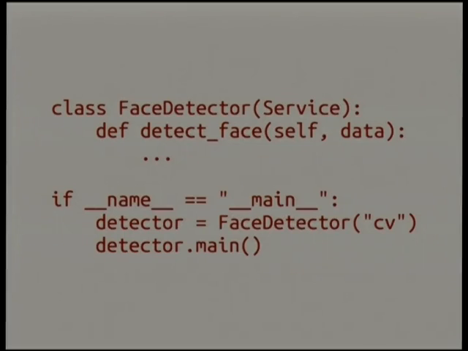And this if underscore underscore name is equal to underscore underscore main is just a sort of Python idiom that says if I'm being run from the command line, which supervisor will kind of emulate, because the supervisor daemon is starting this up, then initialize the object with the name CV and start that main function, which itself then calls the main loop.